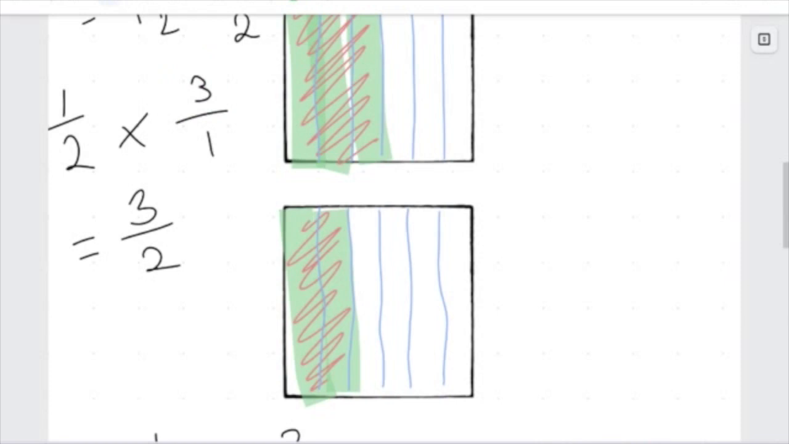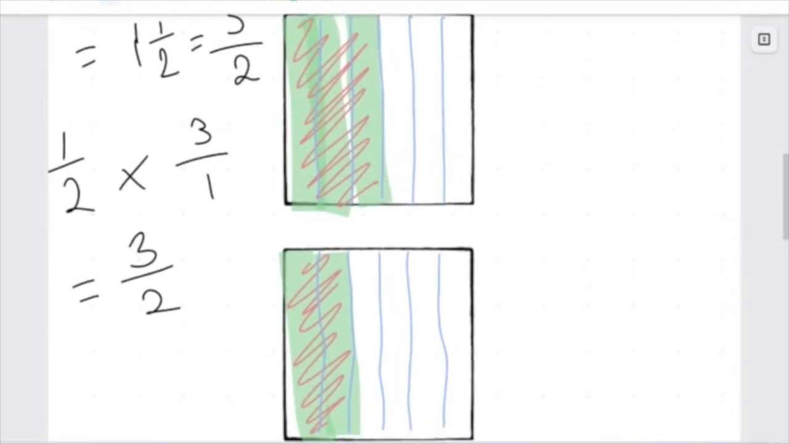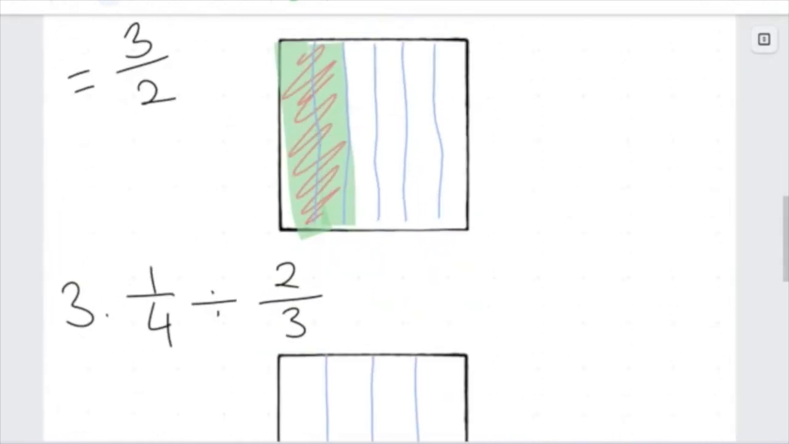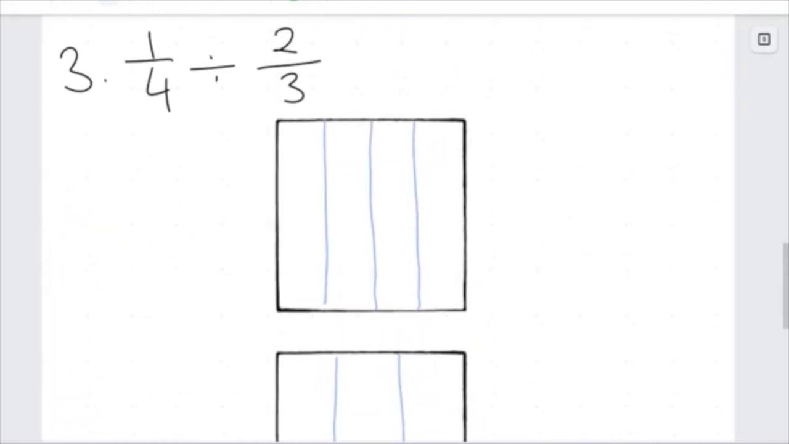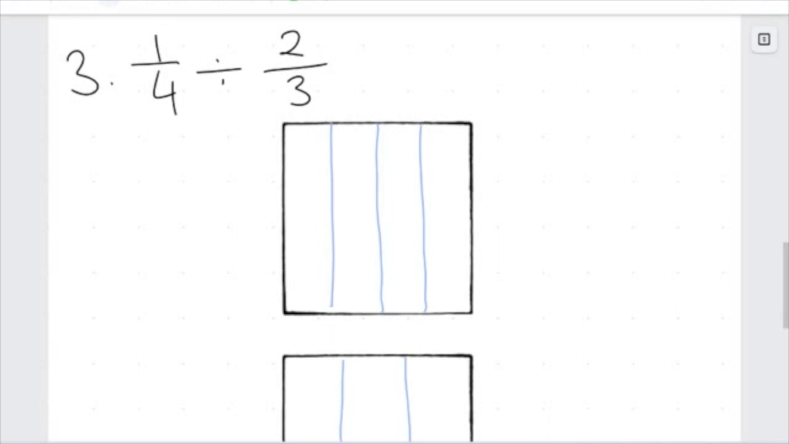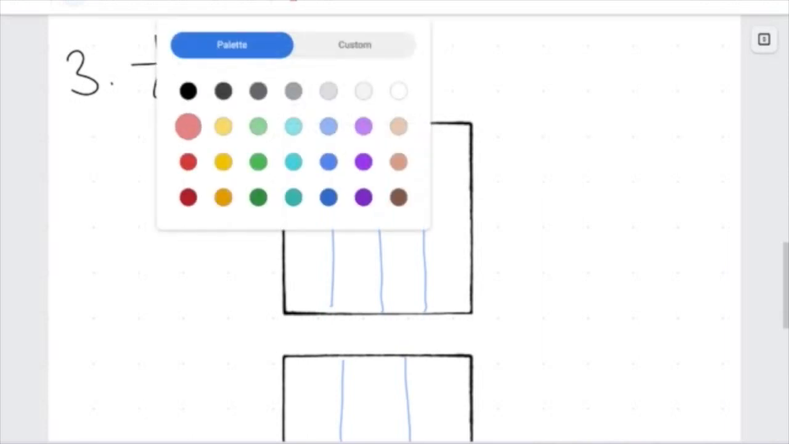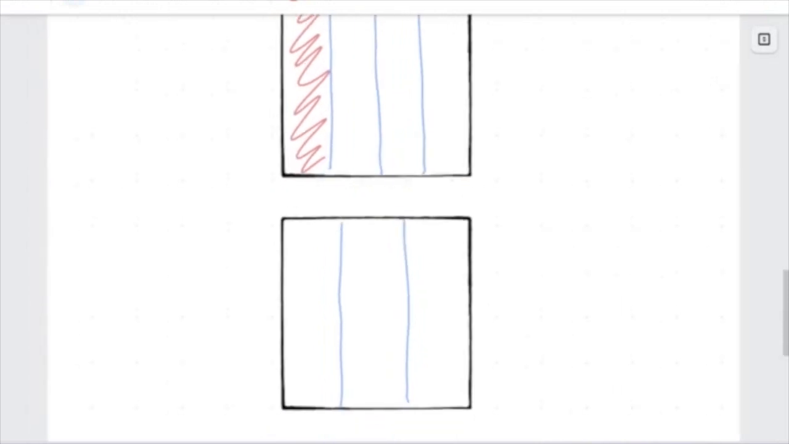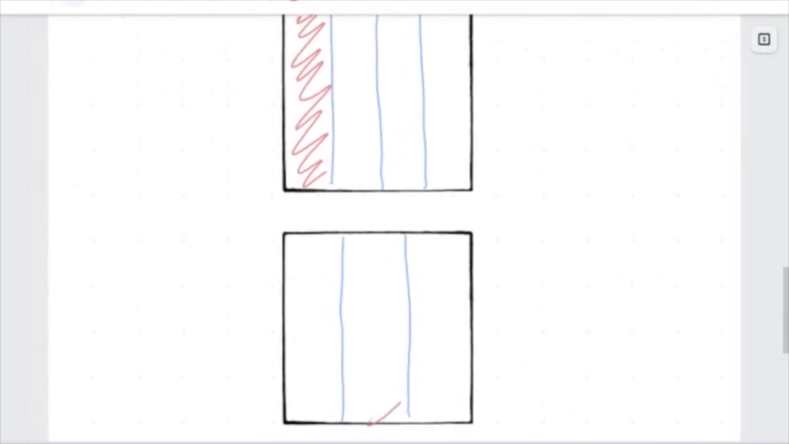Now, in all of these questions, well, these previous two, we've been looking at the fraction down the bottom, the one we're dividing by, is smaller than the one on the top. Now, let's actually see what happens when the fraction on the bottom is actually bigger than the one on the top. And this example here should illustrate that now. So we have a quarter divided by 2/3. Now, on the top, let me draw in my quarter. On the bottom, let me draw in my 2/3.